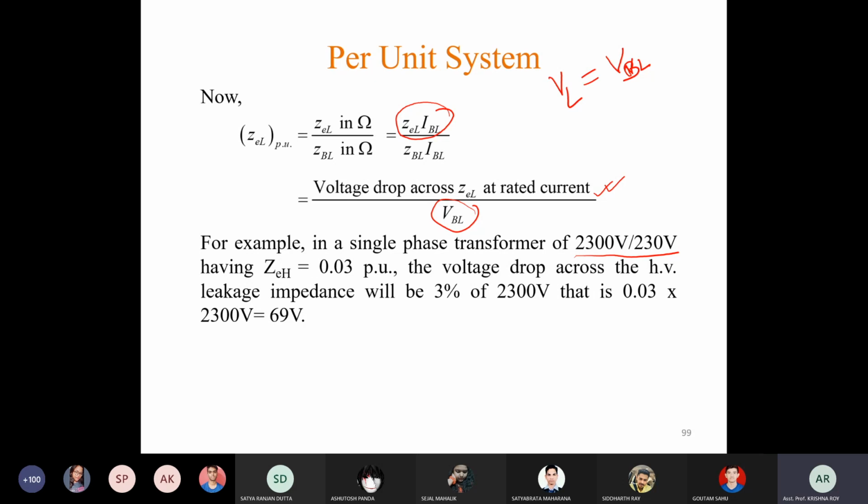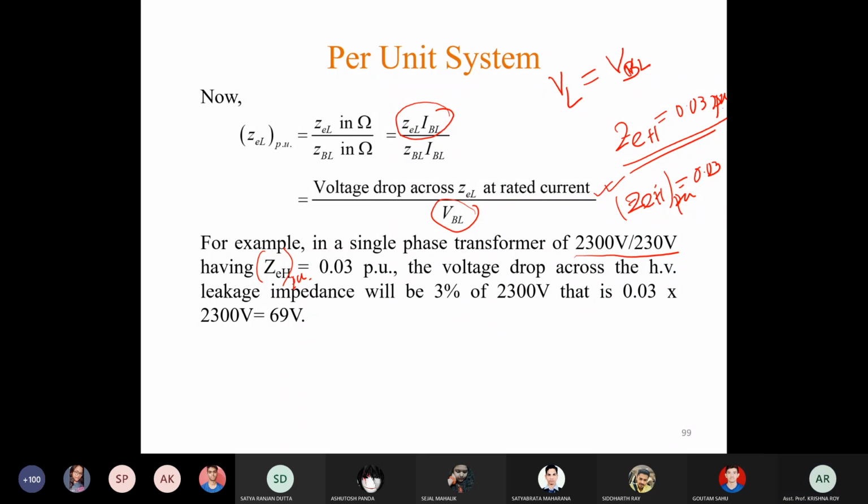So this is actually ZEH per unit. But you can express it as it is given here, that is ZEH is equal to 0.03 per unit. If you write the unit as per unit, then this expression is okay. Otherwise you have to write ZEH in per unit is equal to 0.03. Both these notations are correct.